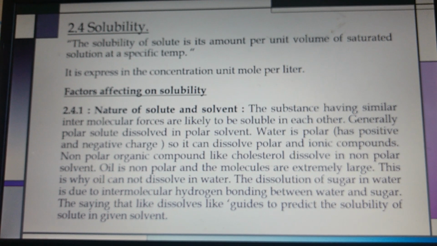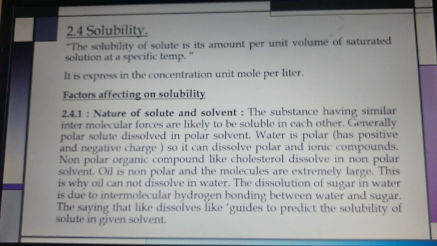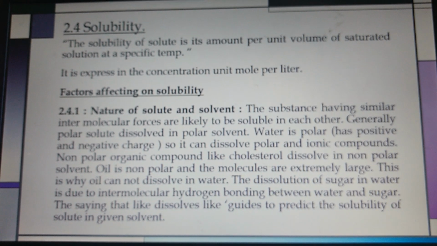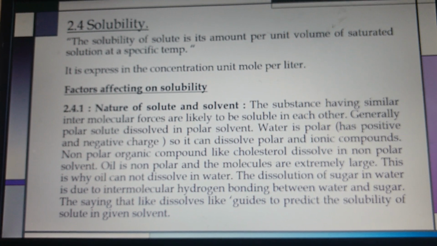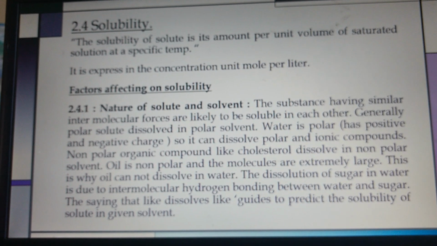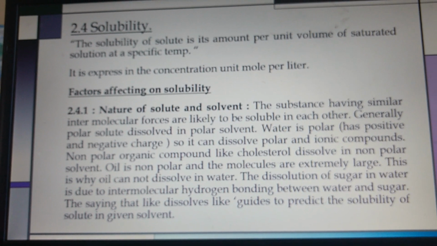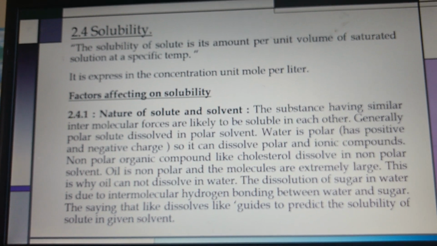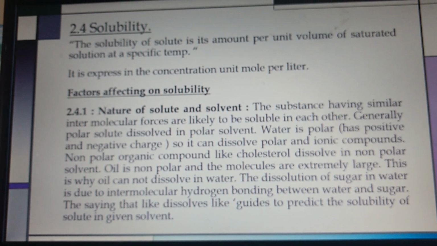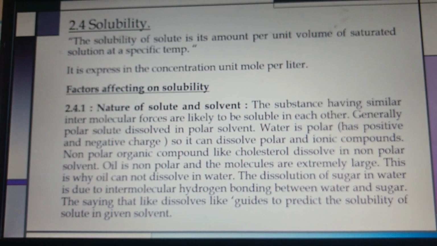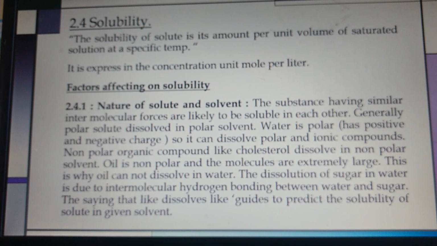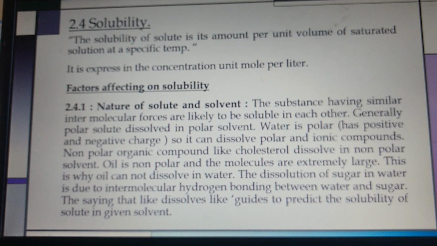While with non-polar components, for example oil in water, both do not dissolve completely, and an example is cholesterol, which is dissolved in non-polar solvent. Oil is non-polar and the molecule is extremely large. That is the reason the oil cannot be dissolved in the water. The dissolution of sugar is simply possible. Why? Because it contains intermolecular forces of attraction. Intermolecular hydrogen bonding is present between water and sugar, and hence like dissolves like, which guides us to predict the solubility of a solute in a given solvent.